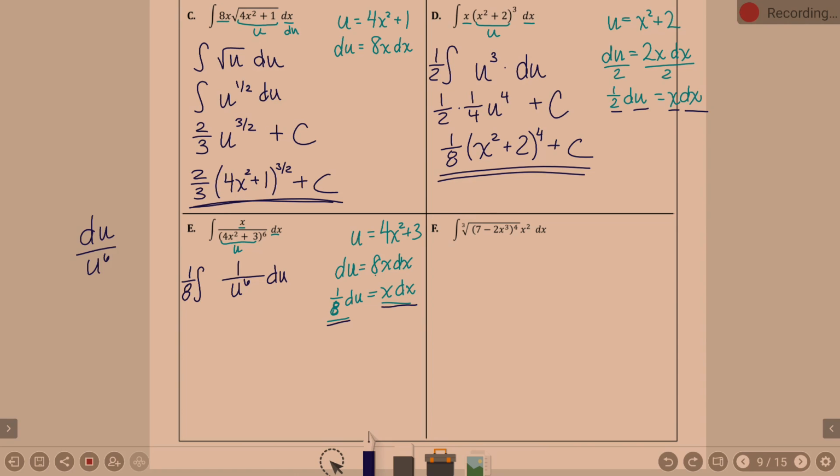Okay, now, what I started to do, but no one was picking up on it first, so I didn't. What are we going to do to integrate this? This is what? U to the negative 6. So now I'm going to say 1/8 integral of u to the negative 6th du. I was trying to go ahead and do that. You guys weren't picking up on it, so I just kept moving. Okay, I'm going to keep my 1/8 out front.